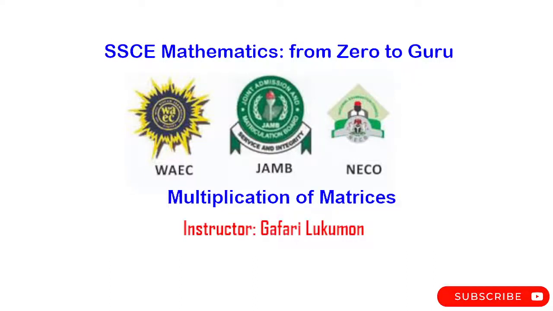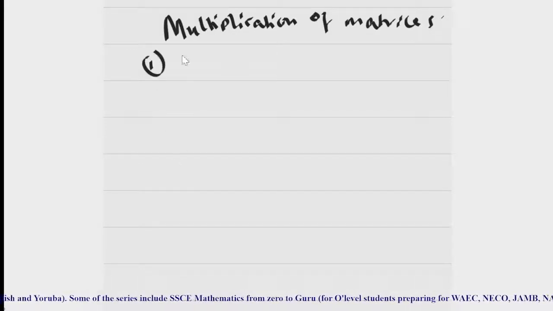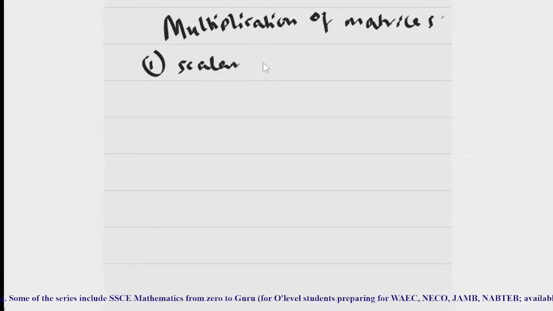Hi everyone, welcome back. After we've learned how to add and subtract two or more matrices together in the previous video, in this video, I'll be explaining how you can multiply matrices together. There are two ways to multiply matrices together, and there are two types of multiplication in matrices. So one is scalar multiplication.